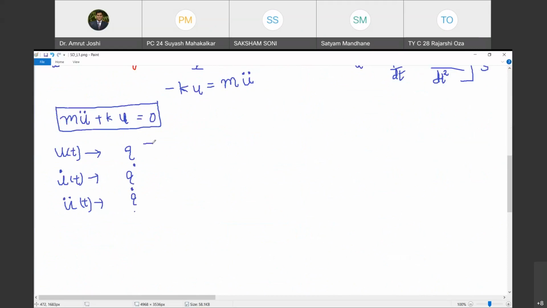You have done this in mechanics also, but in a slightly different sense. We are interested in finding out position, velocity, and acceleration. Are you with me? Yes, sir. Position, velocity, and acceleration of the block at time t, which is greater than 0. Do you agree with me? Yes, sir. These are the things that we are interested in.